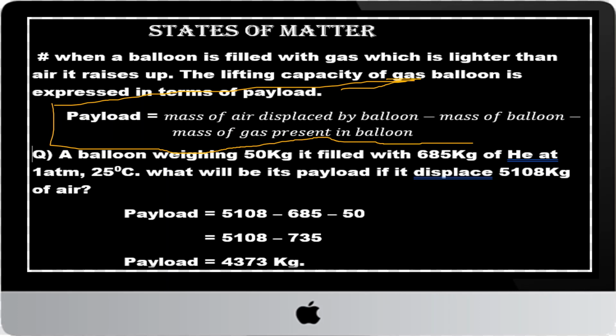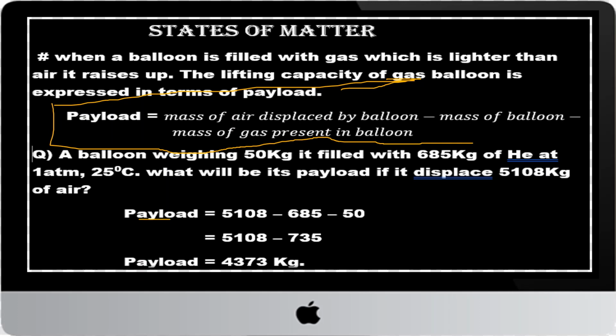And a question based on this for better understanding is: a balloon weighing 50 kg is filled with 685 kg of helium at 1 atmosphere and 25 degrees Celsius. What will be its payload if it displaces 5108 kg of air?